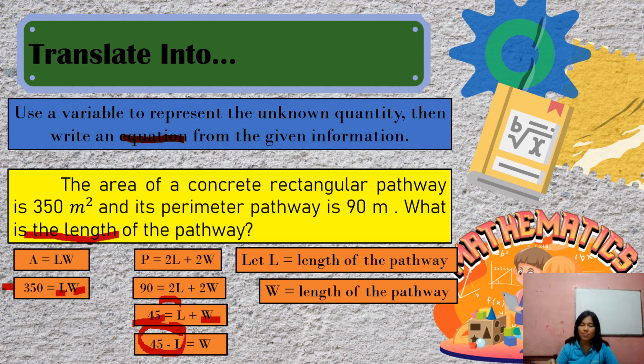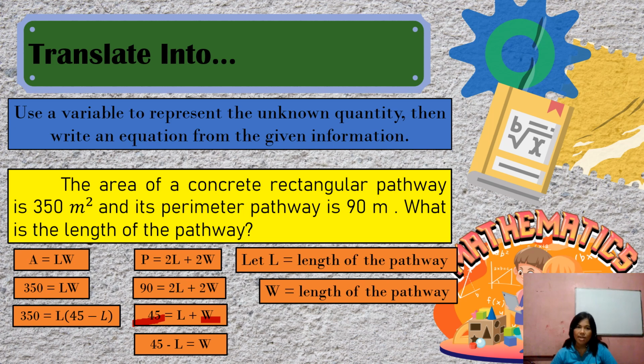In other words, the equation from 350, I was saying 35. Alright, I'm sorry. So from 350 equals LW, it will become 350 equals L, this L here, and the W is being substituted already with 45 minus L. Alright, so after which, let us erase them first. After which we can now create our equations.